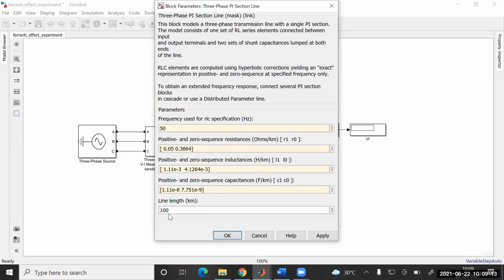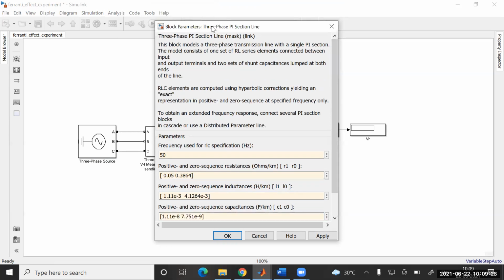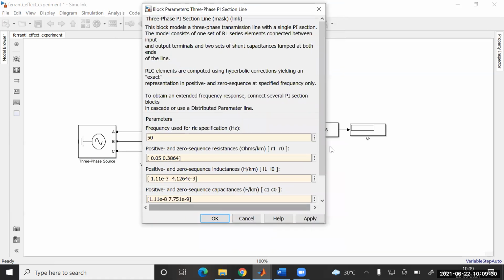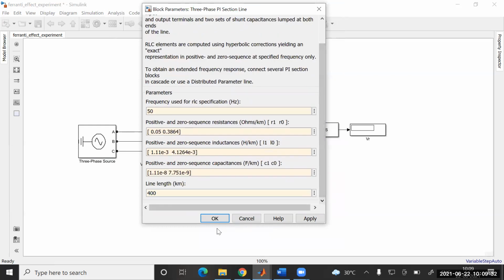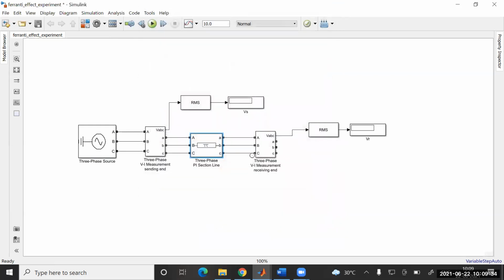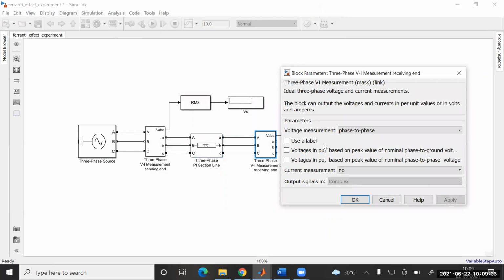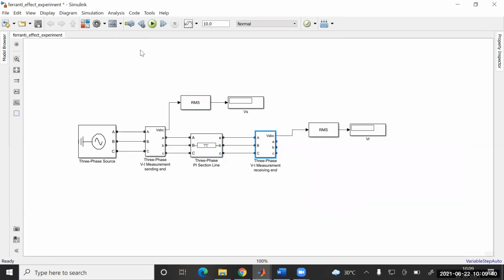Now the length we are going with is 400, since they have given a small one, but we are going for 400 kilometers. This filling is being done. The data we are taking for this example are from the Hadi Saadat book. You consider one example and try to solve it and see. Fine, so let's run.